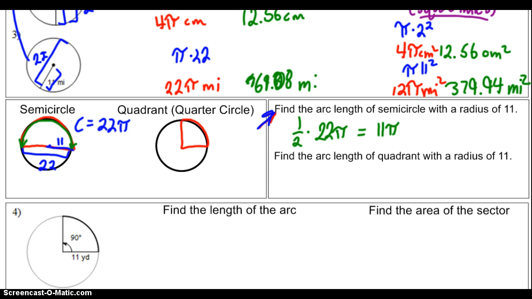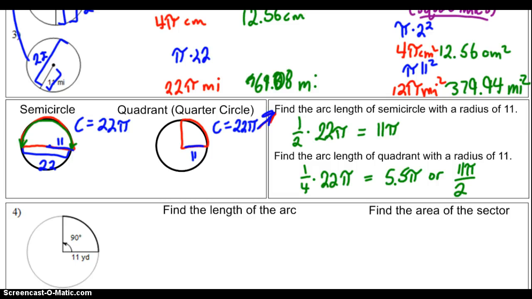What about if I had only a quadrant? Again, I've got a radius of 11, so the whole circumference is going to be 22 pi. But now, I only want a quarter of the circle. So it makes sense that I would take my 22 pi and multiply this time by a quarter. And what's a quarter of 22? Well, it could be 5.5 pi, or you could write it as 11 pi over 2 if you don't want to reduce your fraction. But we're taking a quarter of that circle.